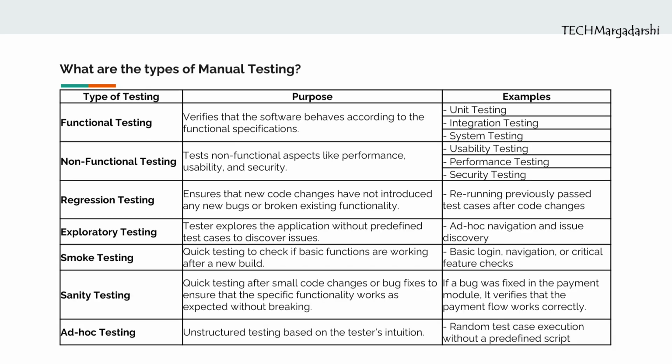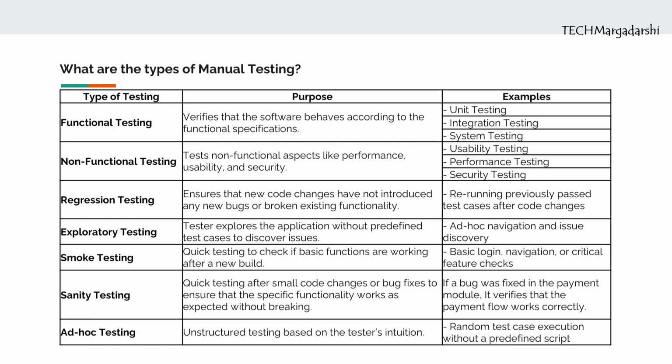What are the types of manual testing? Now let's look at the different types of manual testing. Functional testing: this ensures the software works as per the functional requirements. It includes unit testing, integration testing, system testing, and acceptance testing. Non-functional testing: here, we check aspects beyond functionality, like performance, usability, security, and compatibility. These tests focus on how well the system performs.